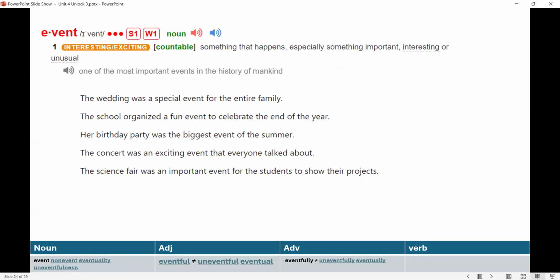Event. Event here refers to something that is interesting or exciting. So something that happens, especially something important, interesting, or unusual. One of the most important events in the history of mankind. The wedding was a special event for the entire family. The school organized a fun event to celebrate the end of the year.